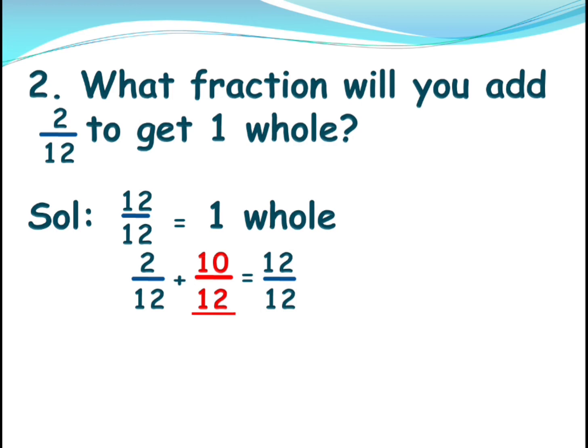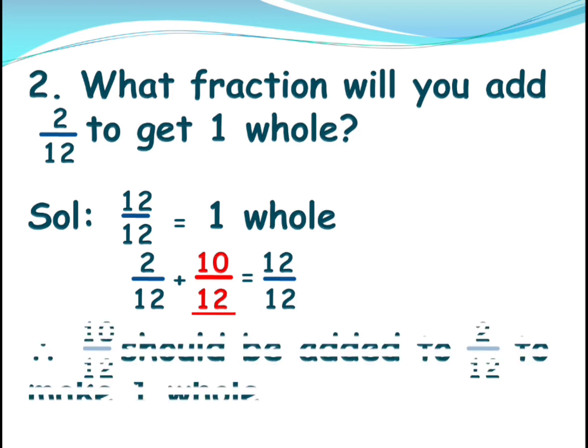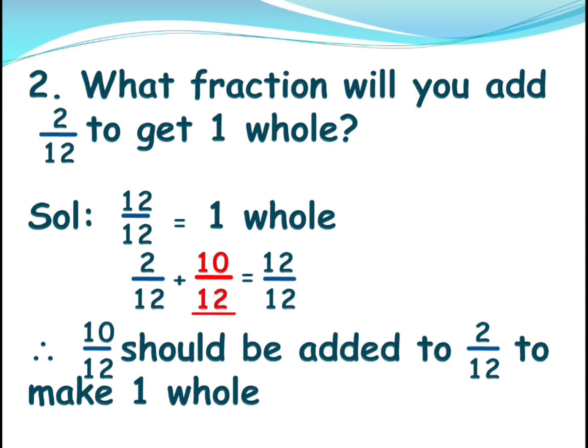So what should be added? 10 by 12 should be added to the fraction 2 by 12 to get one whole. So that's what you will write: therefore 10 by 12 should be added to 2 by 12 to make one whole. Children, in this way they can also ask the question, but they might give you a different fraction, for example 3 by 39. So 39 by 39 becomes your whole, then 39 minus 3, whatever numerator they have given. In that way you need to solve the sum.